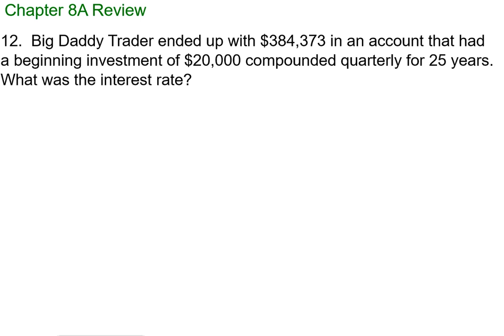All right. I didn't have time for the last one. I wanted to find out if Big Daddy Trader ended up with $384,373 in an account that had a beginning investment of 20 grand, compounded quarterly for 25 years. What was the interest rate? Anybody know the compounding formula? Like F of T or A equals P times the quantity, 1 plus R over N to the NT. And N is the number of compoundings per year, T is the time, rate's always in decimal form.